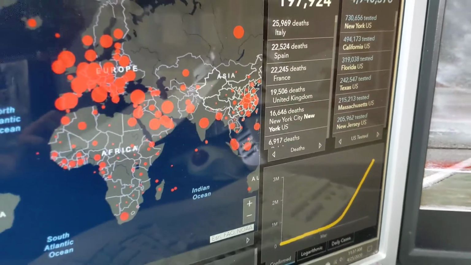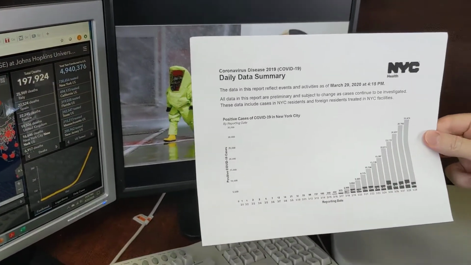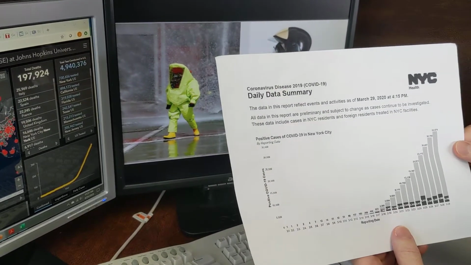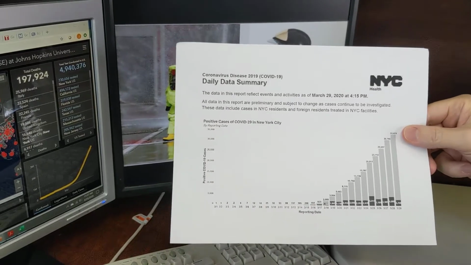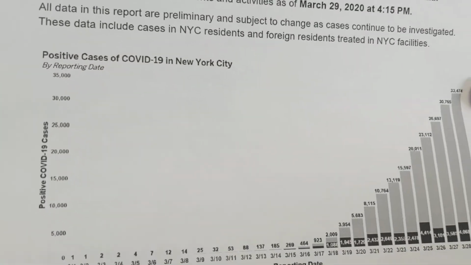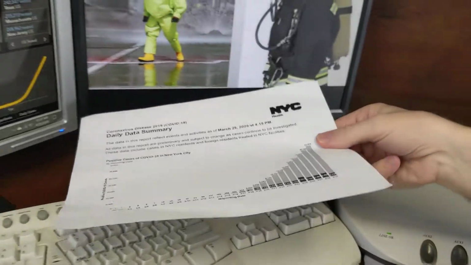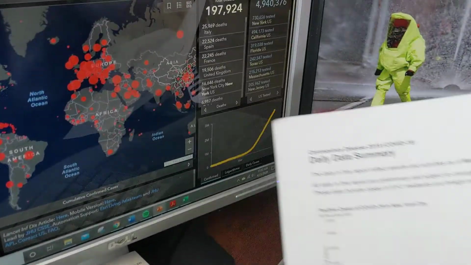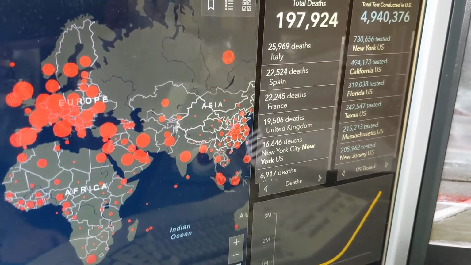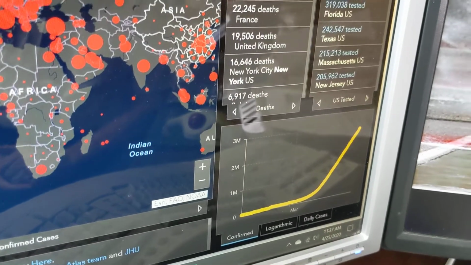Now on this chart, I'm going to show you, this is just from March. In March we had 33,000 positive tests and 2,700 deaths. That was just in March. We're on the 25th of April, and we're at 16,646 in New York City. So when you see this curve, it shows you that the number of cases has increased dramatically.